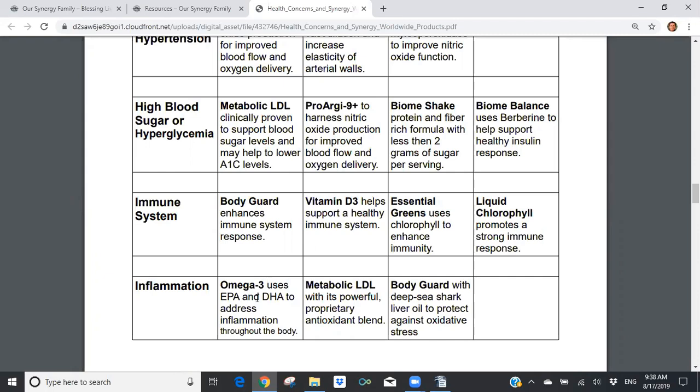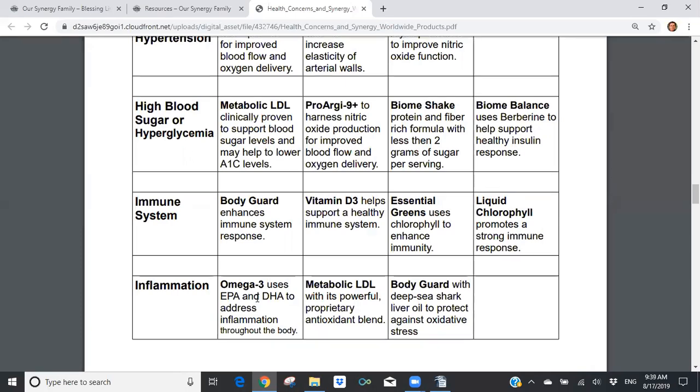So you need to get rid of the omega-6 oils and you need to bring in omega-3 oils because they actively turn off inflammation. EPA and DHA actively address inflammation throughout the whole body. And our omega-3 product is huge in delivering EPA and DHA. Just a fantastic product for a person to use. And then the other product that I would recommend is metabolic LDL. And again, the Bodyguard, because it uses deep sea shark liver oil, which again helps to protect against antioxidant stress.